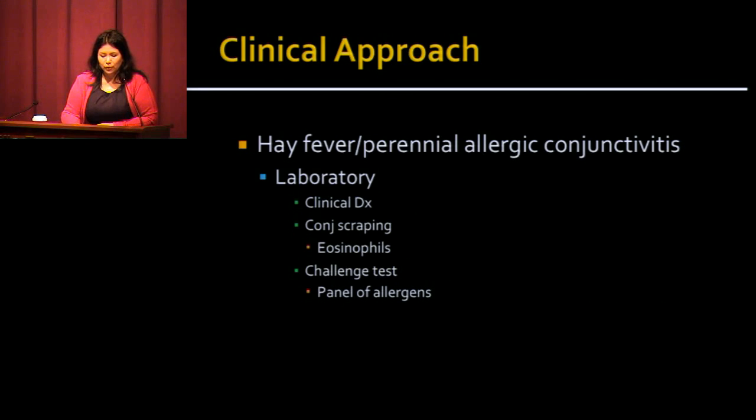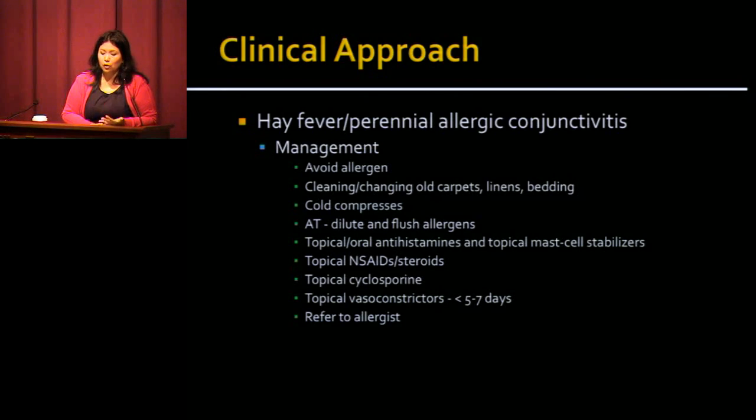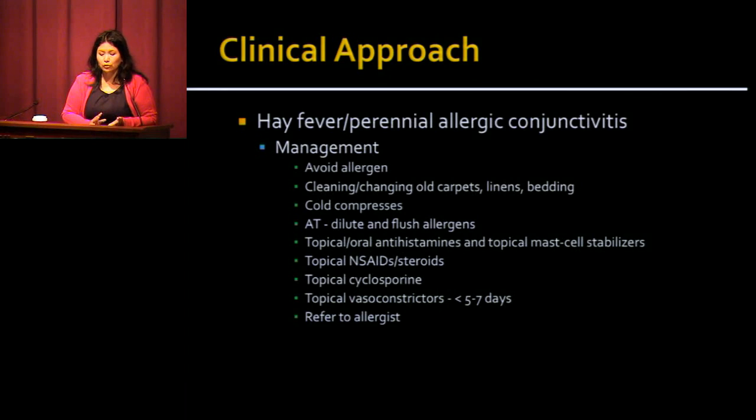Let's see. So laboratory findings, that's usually a clinical diagnosis, but if you were to scrape the conjunctiva, you would find eosinophils. A lot of times you want to send these people to an allergist if you can't get them under control. So you want to avoid the allergen. You want them to clean or change their old carpets, their linens, their bedding. Cold compresses help with the symptoms. Artificial tears help to dilute and flush the allergens. And we talked about topical antihistamines and mast cell stabilizers.